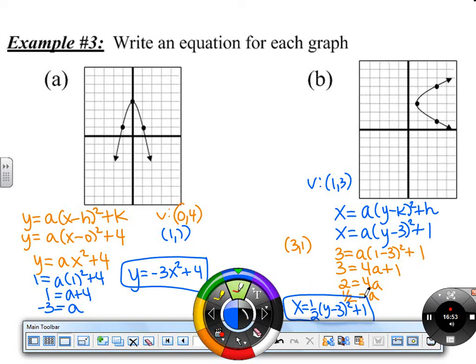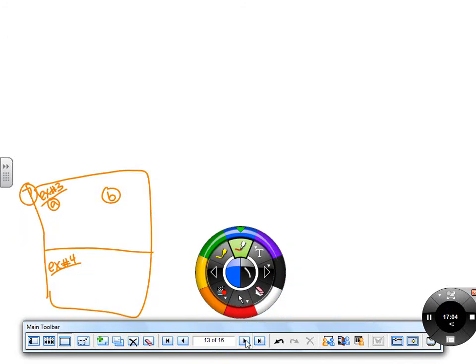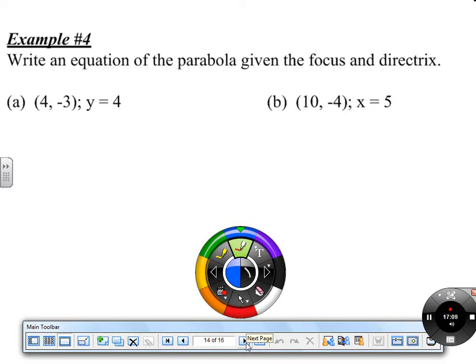So we did taking an equation and graphing, now taking a graph and writing an equation, and now we're going to focus on writing equations from other pieces of information about the parabola. So in example number 4, in the bottom half of the page, we're going to write an equation of the parabola if we've been given the focus and the directrix.